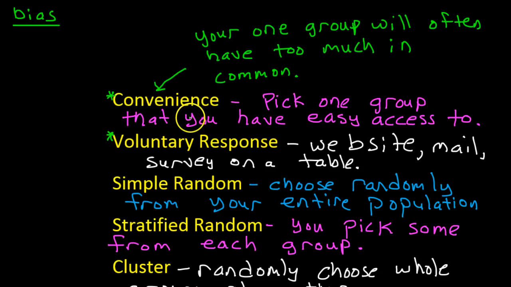Like they're all freshmen, so that makes them too short, or they're all seniors, so that overall that's going to, in general, make them too tall, that type of thing. Now, voluntary response is often biased for a different reason. So imagine that you are the superintendent of schools, and the budget is really tight.